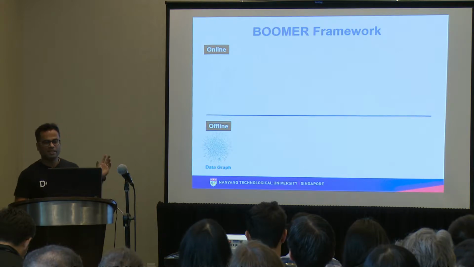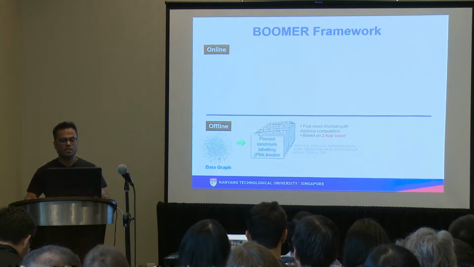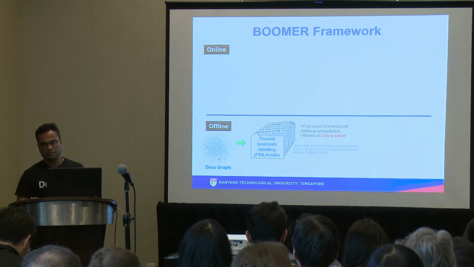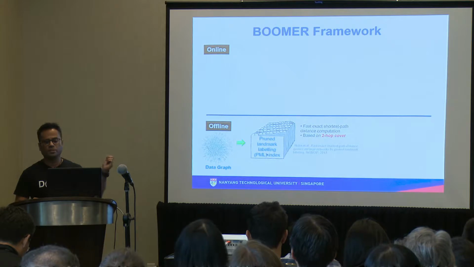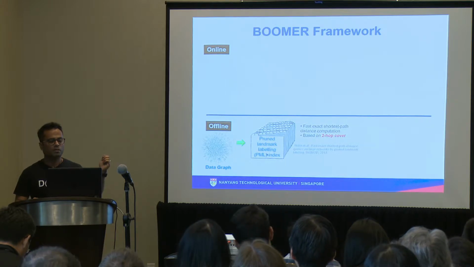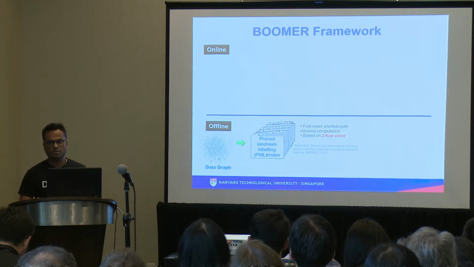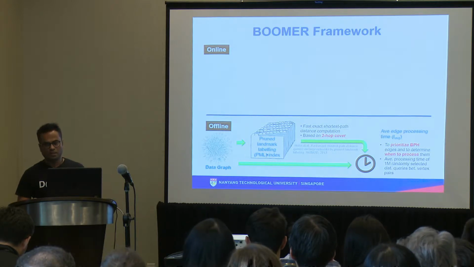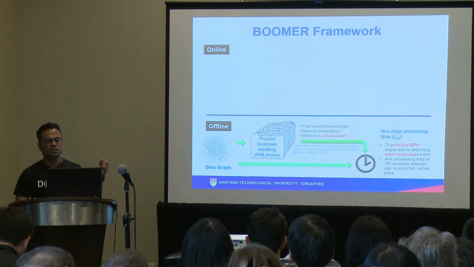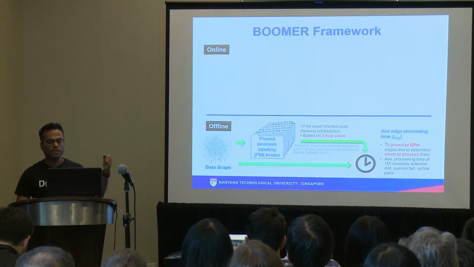So the BOOMER framework has two components. In the offline component, we take the data graph and extract two things. First, we construct the pruned landmark labeling index, or the PLL index, which was a SIGMOD 2013 paper, which allows you to quickly compute exact shortest path distance. This is based on 2-hop cover. We also compute something called an average edge processing time. And this particular time we are going to use later to decide when to process an edge drawn by a user. So how do we compute this?